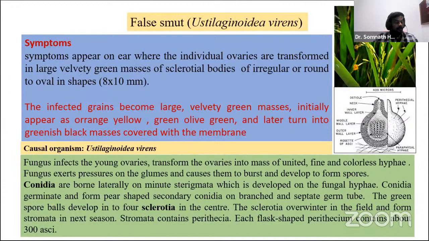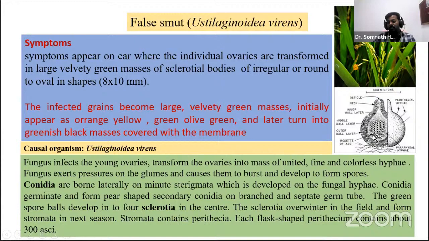After conditions favor, these perithecia rupture and all the asci get released from them, and from each ascus the ascospores will be released by rupturing this sac. This is the perithecium. These are the different asci, the sac-like structures, or singularly we can call each an ascus. This ascus contains the different spores. So these are the different spores within the ascus.